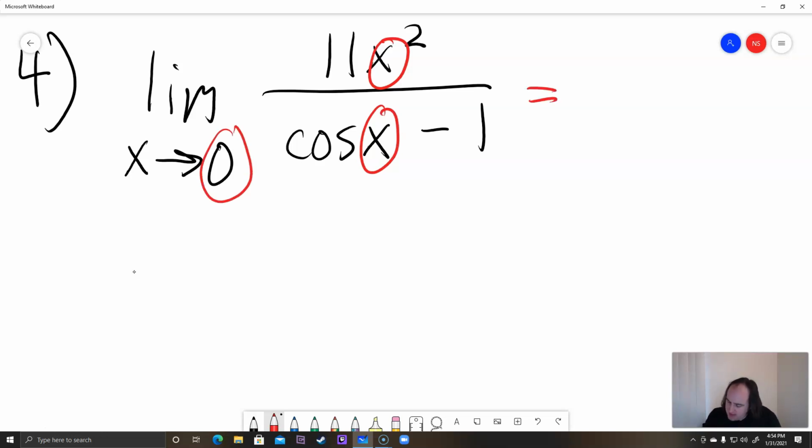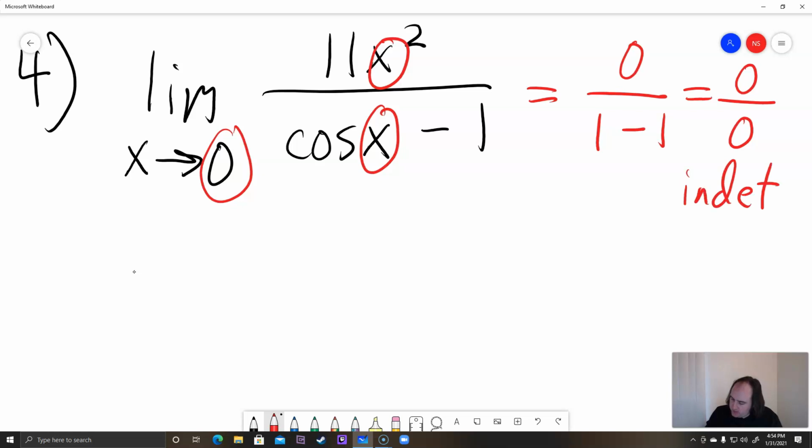So on the top, we're going to get 11 times 0 squared, which is 0. And then on the bottom, remember that cosine of 0 is actually 1. So we're going to have 1 minus 1 on the bottom, which once again is 0. So we get 0 over 0. This is indeterminate, which means we go ahead and use L'Hopital's rule. Okay, so we're going to go ahead and use L'Hopital's.